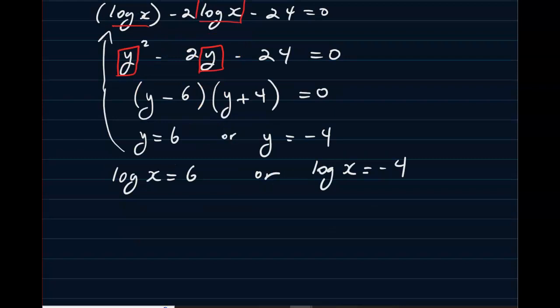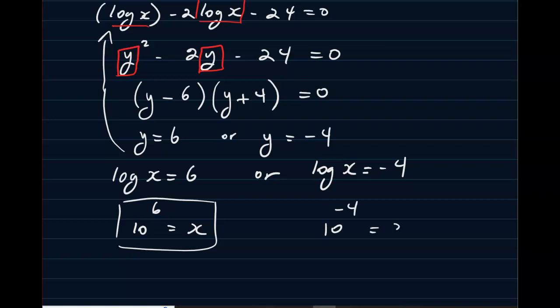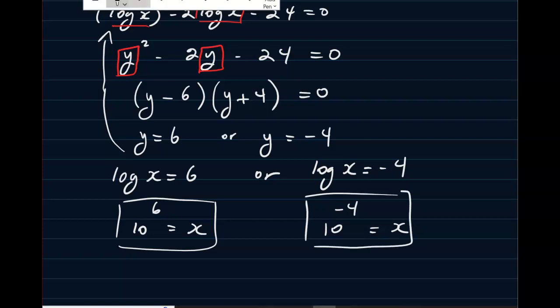Now simply you change this log form to exponential form. This says 10 to the power of 6 equals x. That's the first solution. This one says 10 to the negative 4 equals x. Now, where did I get the 10 from? Well, the base of the log right here is 10. We didn't write it, but by convention, if we don't write anything down, the base is 10.